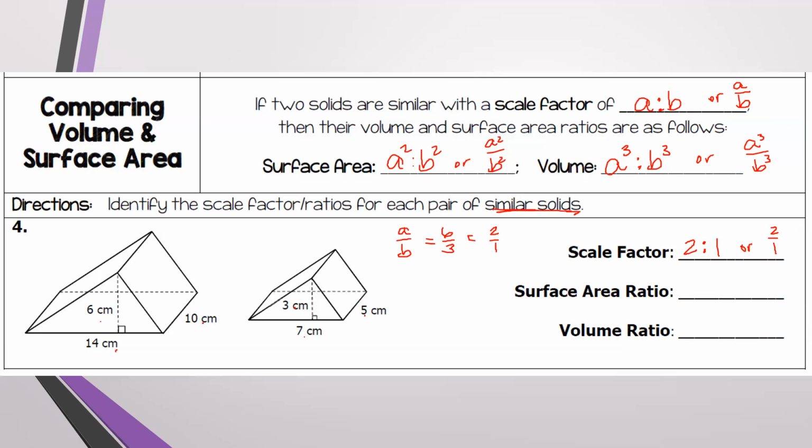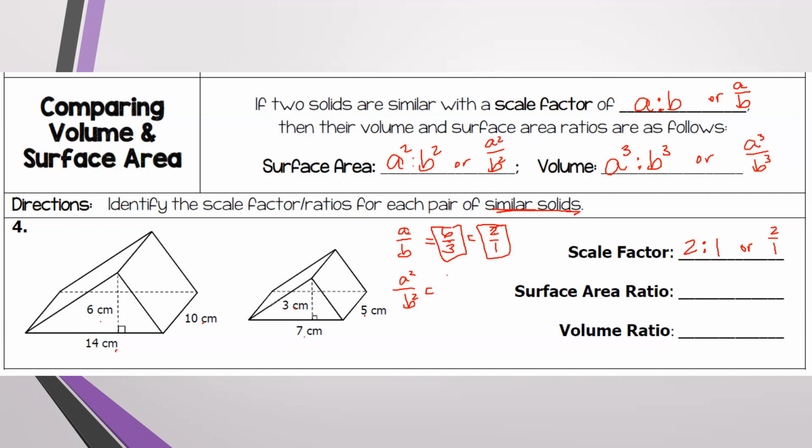Then surface area. Your surface area is not A over B, but it's A squared over B squared. And I remember that because the units for area are squared. So that means my ratio is also going to be squared. Well, if A is 6, then A squared is 36. But this 6/3 was reduced to 2/1. So instead of using the 6, I'm going to say that A equals 2.